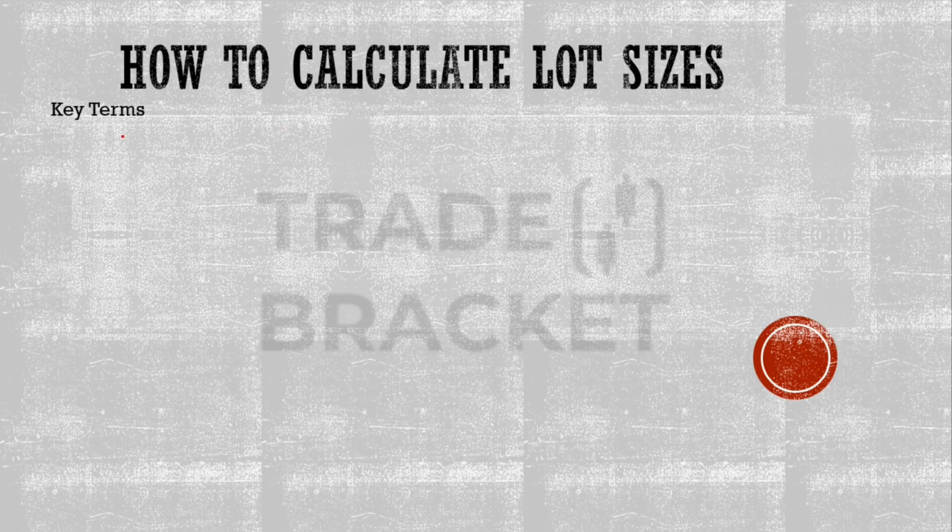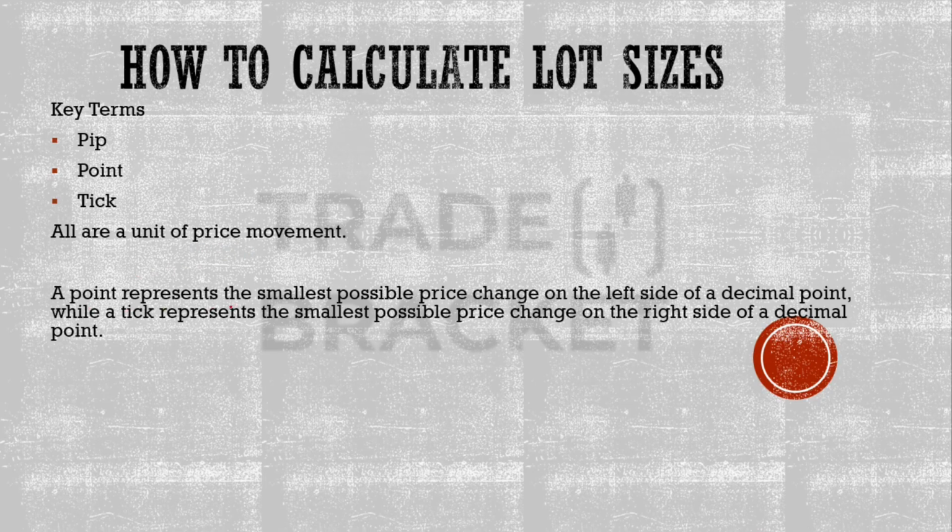Alright, so let's look at some key terms. We should look at key terms like pip, point, and tick. So what are they? These are units of price movement. Everything I've just talked about, the pip, point, and tick, are units of price movement. A point represents the smallest possible price change on the left side of a decimal place, while a tick represents the smallest possible price change on the right side of the decimal place. So that's the difference between a point and a tick.